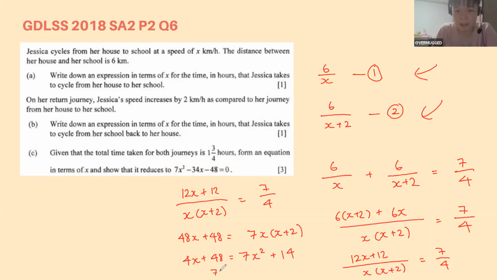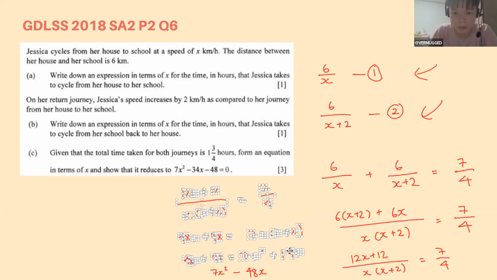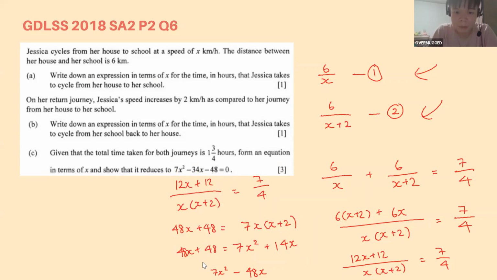So 7x squared, I move everything to the right. So 4x go over, minus 4x. Oh wait, there's something wrong over here. 48x. So I shift the 48x to the right, become minus 48x. I shift this 48 to the right, become minus 48. 14 minus 48, wait, did I miss something out? Oh, here's x. Okay, let me restart, sorry. Let me restart over again.